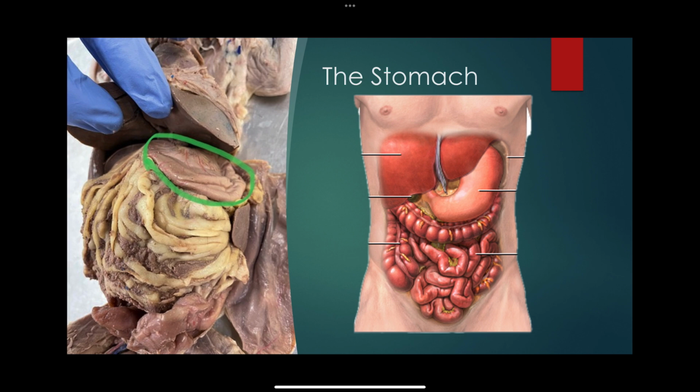You could see right here on the human model, there's going to be 2 lobes of the liver. Also, you could see that right under the liver, this green section right here, that's where the gallbladder would be hiding. So for the cat model, we would lift the liver up, and then right under, we would be able to see the gallbladder.